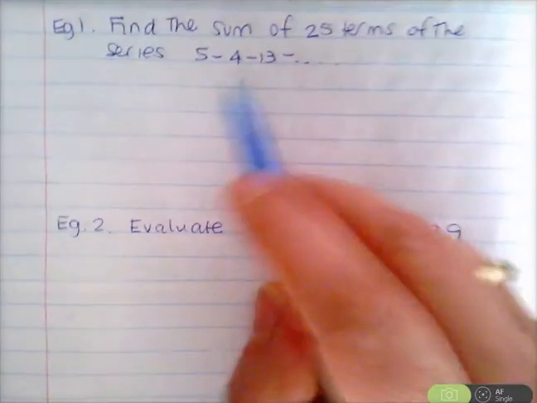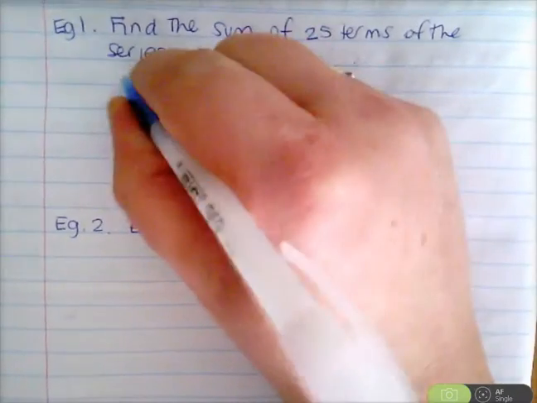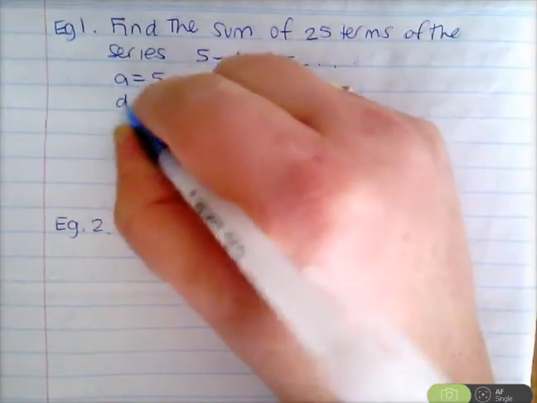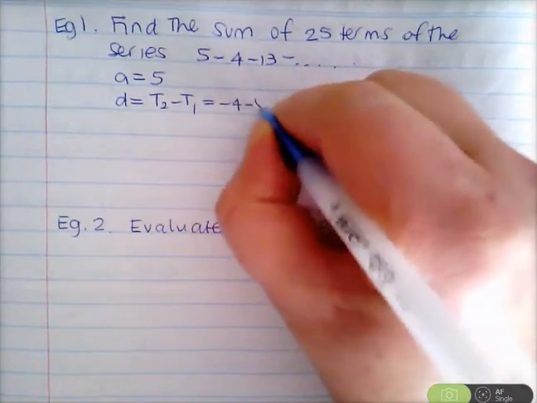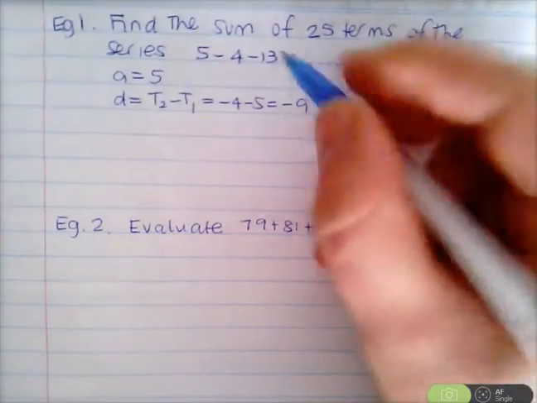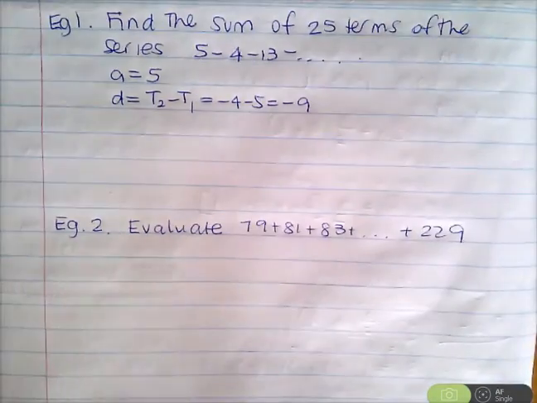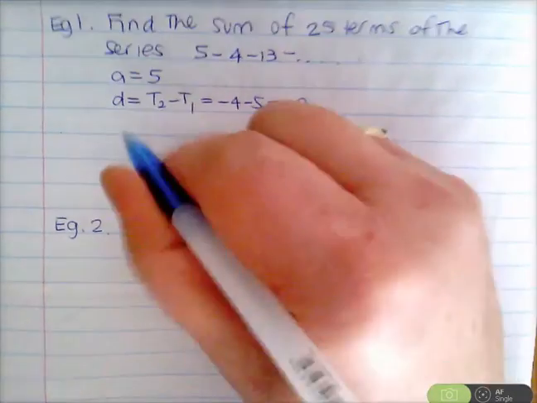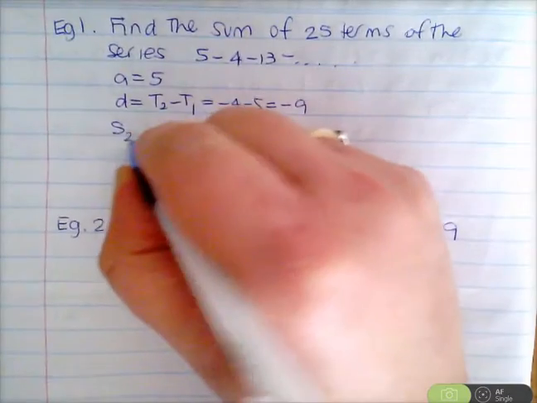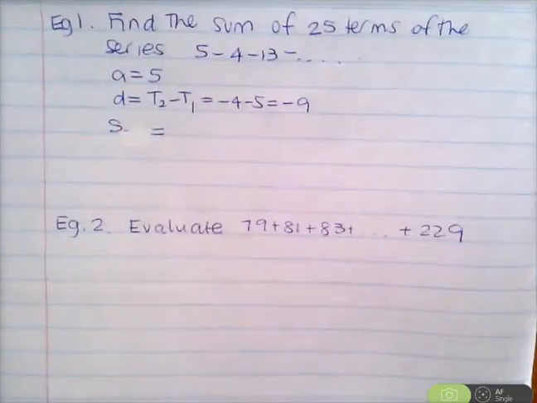Example one, simple. Find the sum of 25 terms of this series. We can see it's an arithmetic series with A is 5. The common difference D is T2 minus T1, which is -4 minus 5, which is -9. Or we could have done -13 take away -4, which is -13 plus 4, which is -9. So we want the sum of the first 25 terms.